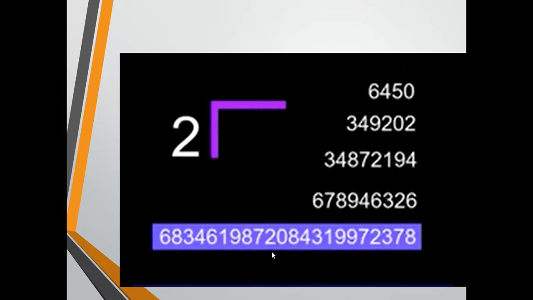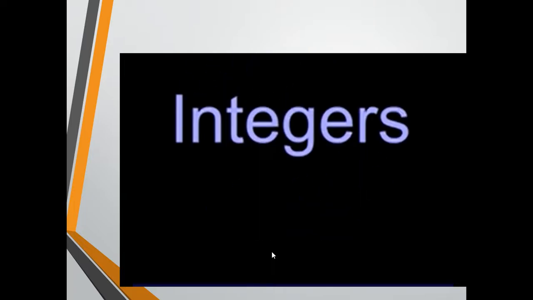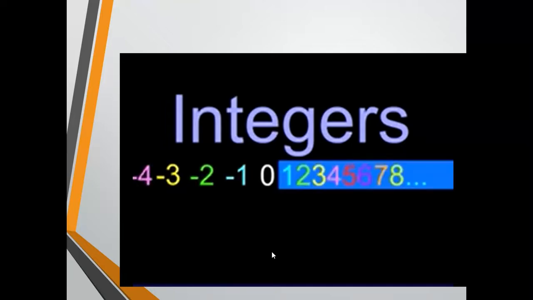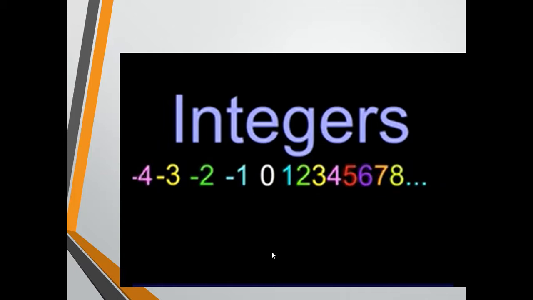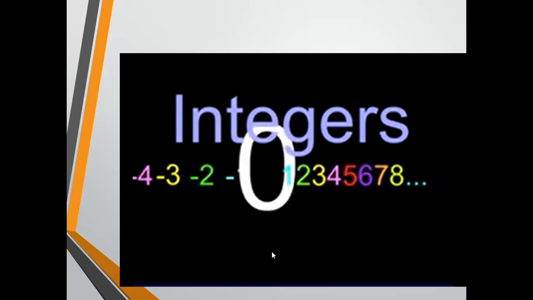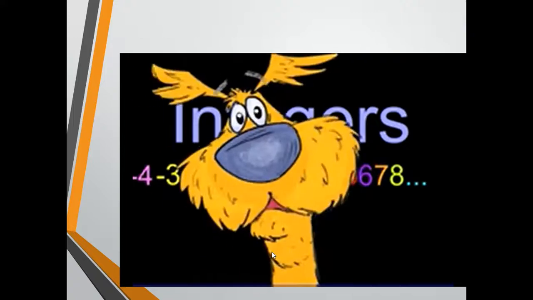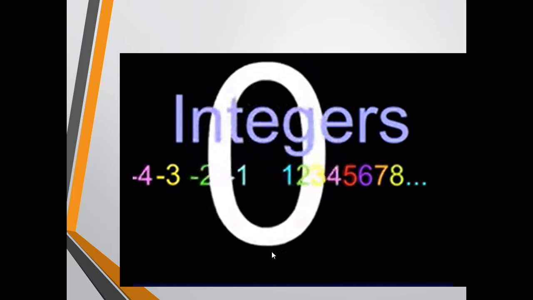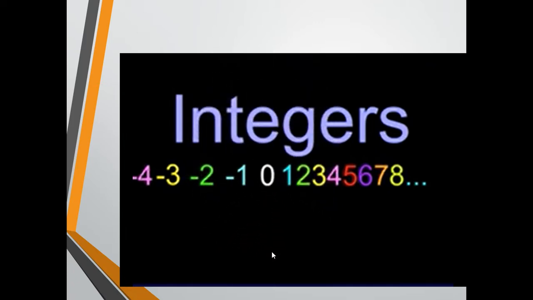Alright. Moving on to the next definition on our list, we have integers. Integers are all the whole numbers and all their opposites. This means all the positive numbers and all the negative numbers. The opposite of 1 is negative 1. The opposite of 2 is negative 2, and so on. All the whole numbers greater than 0 are positive integers, and all the whole numbers less than 0 are negative integers. 0? Yes, 0 is neither negative nor positive, but it is still an integer.